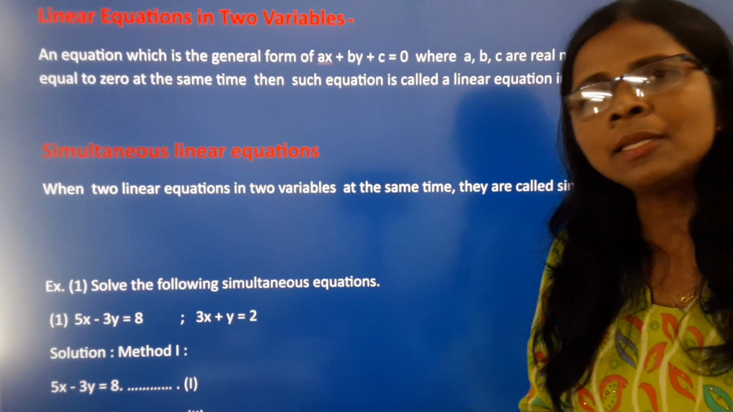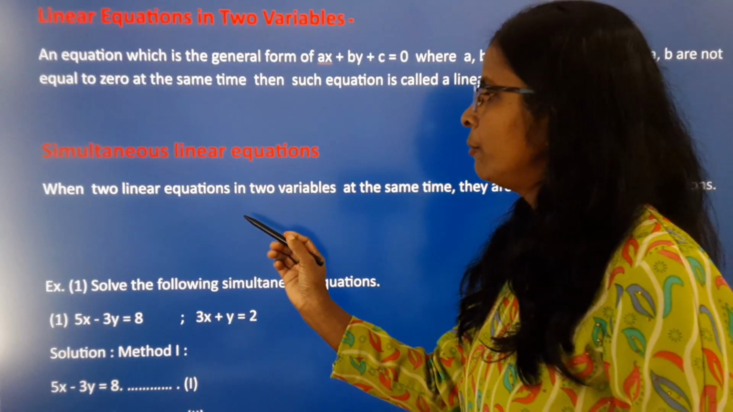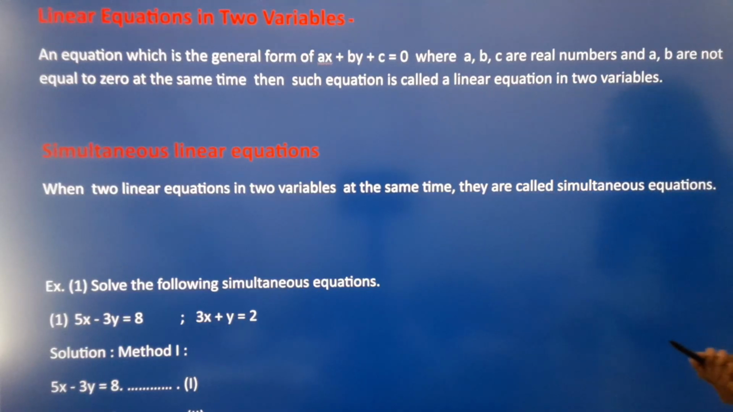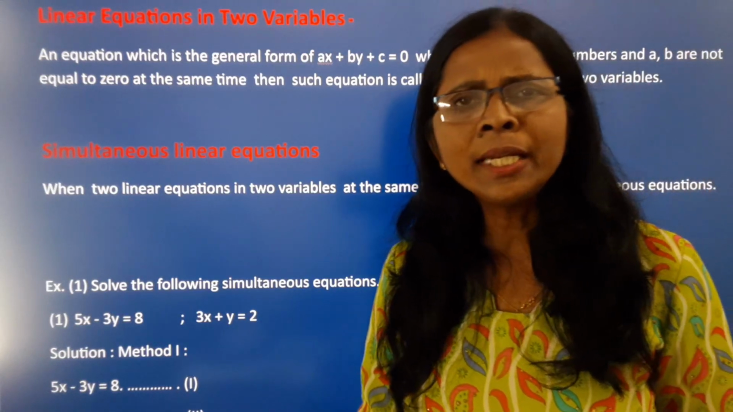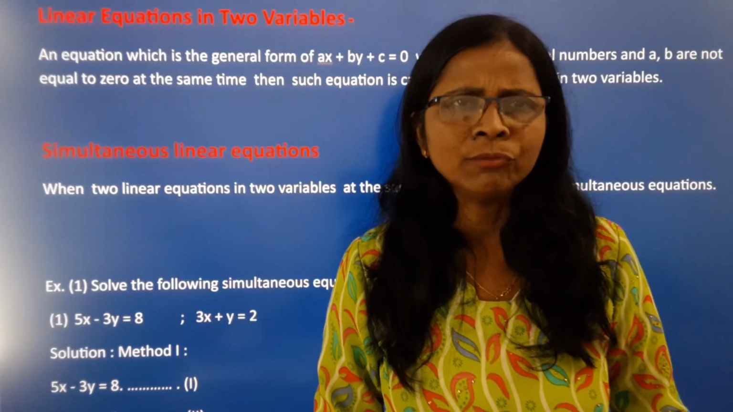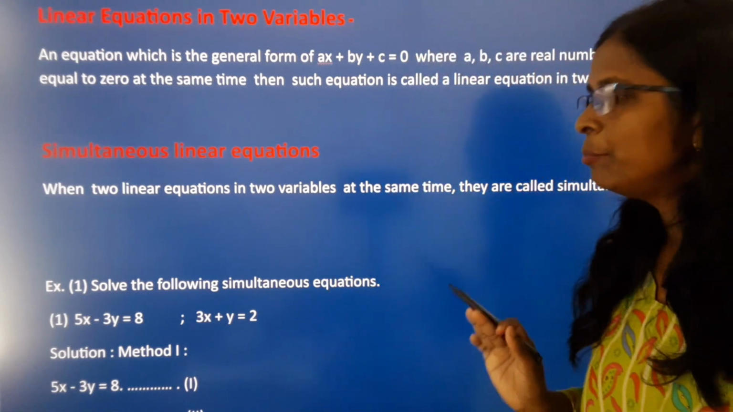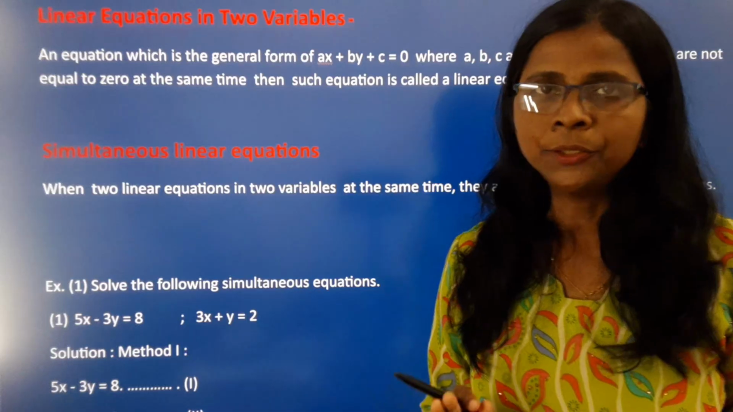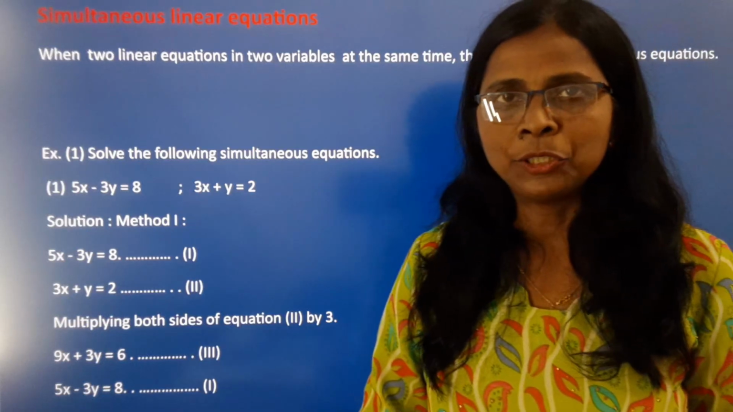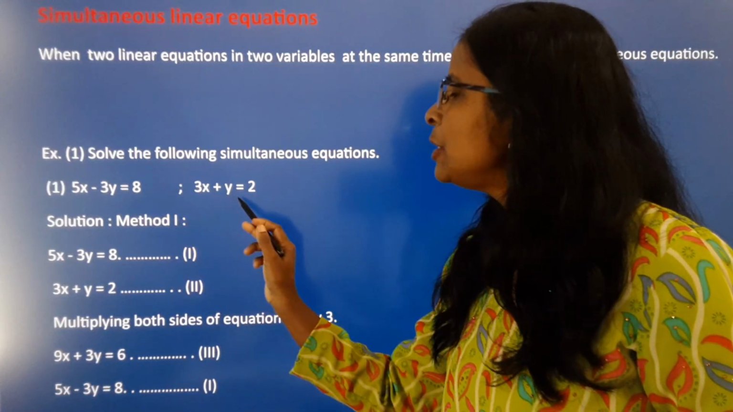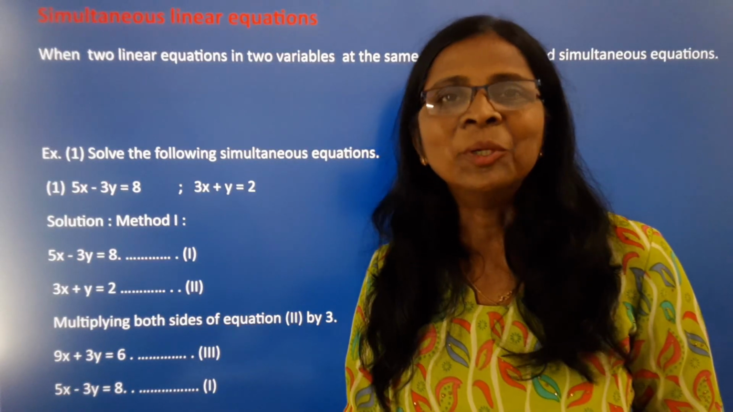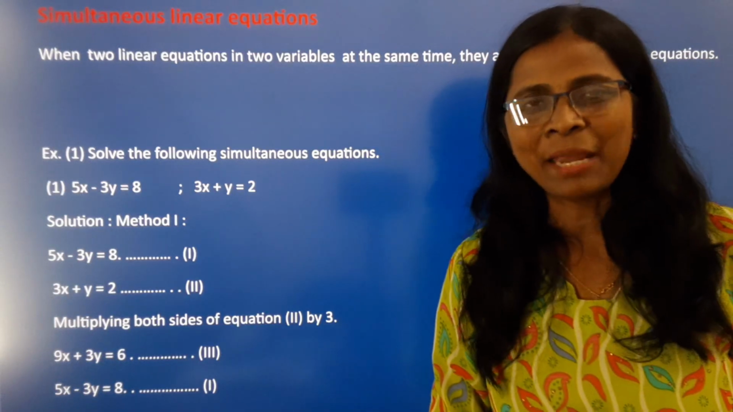What is the simultaneous linear equation here? When two linear equations in two variables are taken at the same time, they are called simultaneous equations. Okay, if you write two linear equations at the same time, then we call it a simultaneous linear equation. Very easy. But watch carefully here. Okay, now students, we have to solve the simultaneous equation. See here, these are the two equations, and so we call it a simultaneous equation. At the same time, we have to solve it. So it is called a simultaneous equation.